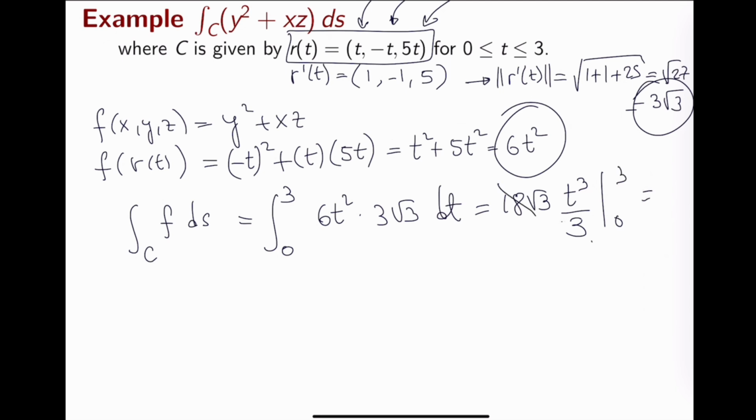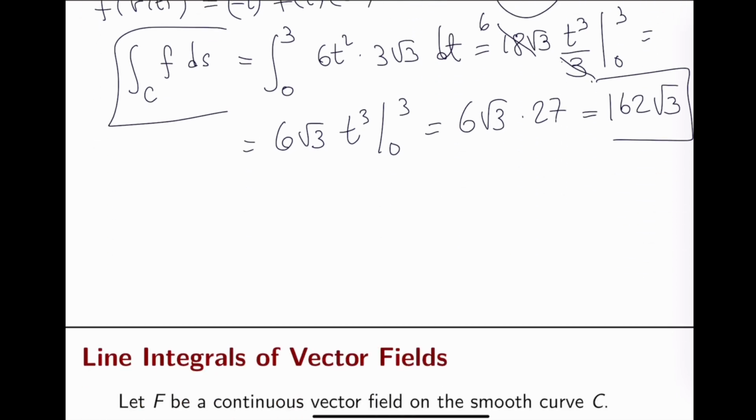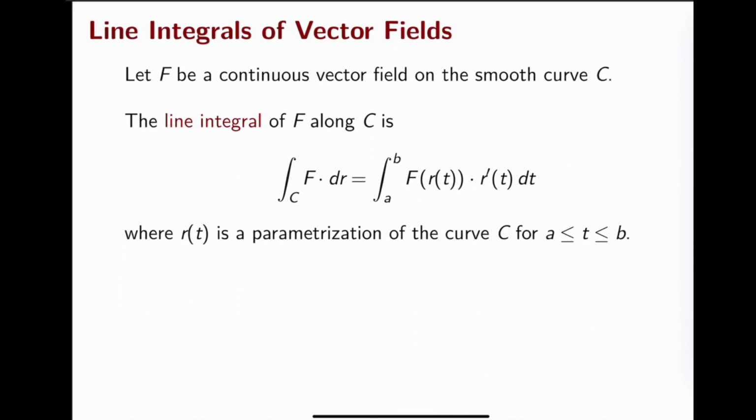So 18 over 3 is 6, so then this is going to be 6 square root of 3 t cubed evaluated between 0 and 3. So this is 6 square root of 3 times t cubed, which is 3 cubed. And so this is the result then of this line integral.